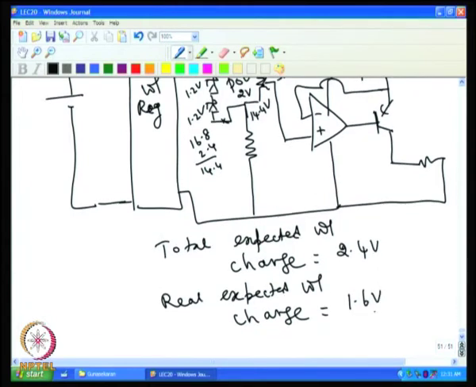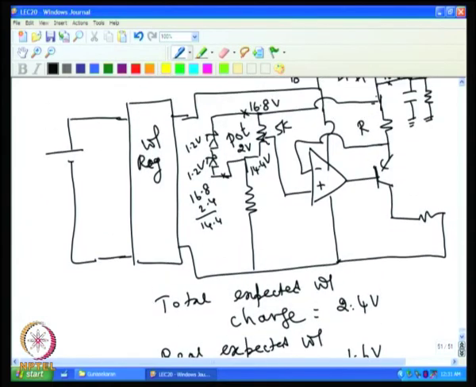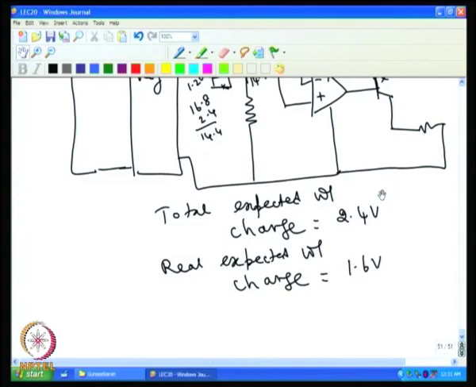In that case, 1.6 volt change should give me a current of 20 milliampere. So, current change of 20 milliampere, because this voltage change divided by this resistance is the current, which you have discussed in the earlier circuit design. So, the expected real current change for 20 milliampere.